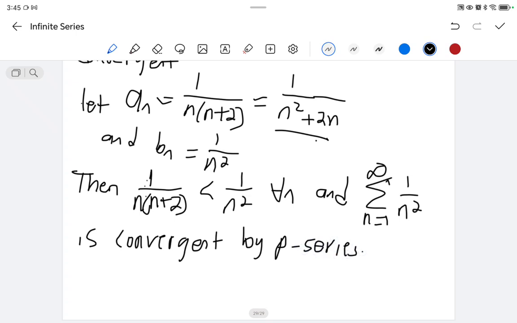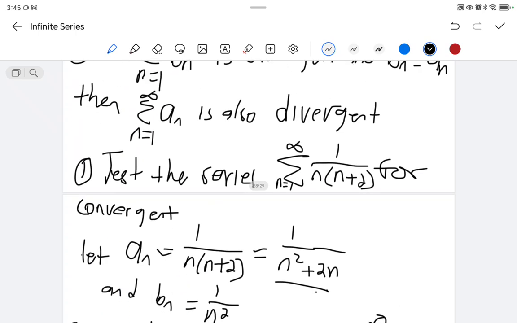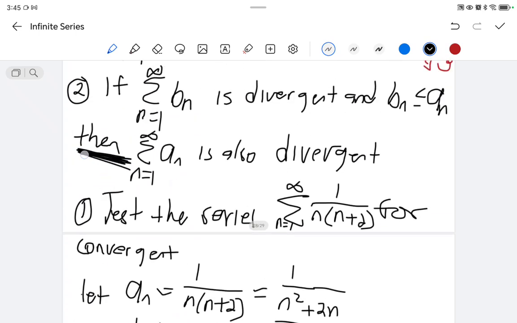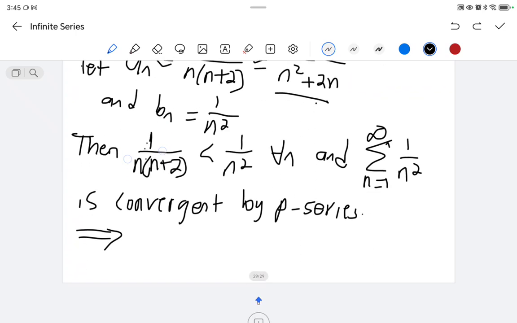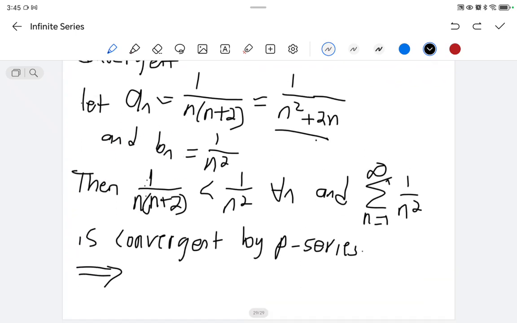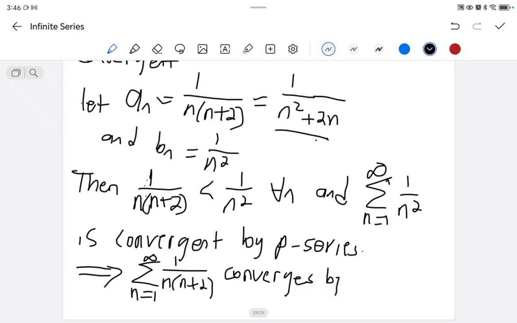Which would imply, the question is, what would it imply? So this would imply that the summation, we're not talking about the summation of b of n, the summation of a of n, which is 1 over n squared plus 2n, converges by the comparison test. So that converges by the comparison test.